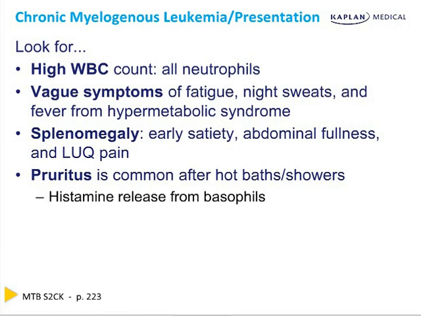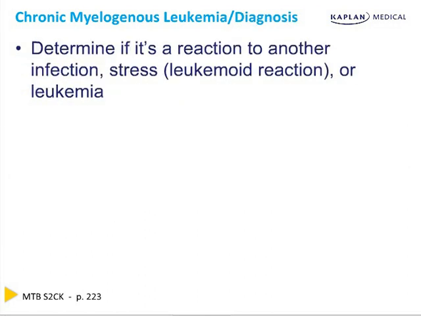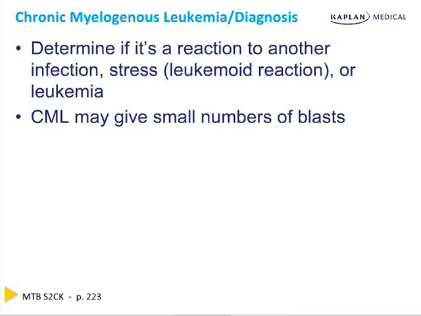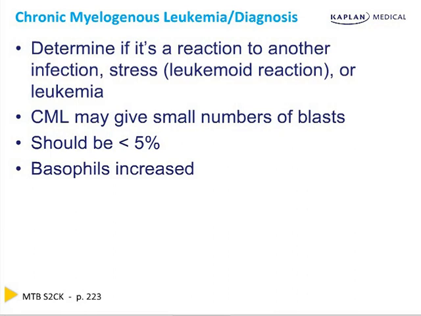So you look for a high white count and they're normal on smear. That's because it's like autism. You can't tell by looking. You have to look at function. There's no ultrastructural abnormality. When you have a person presenting with a high white count, it's very unusual for it to be CML. Not even 1% of high white counts in a hospital are CML. So how do you determine if it's a reaction to another infection, such as stress or leukemoid reaction, or leukemia? CML rarely gives a small number of blasts and it should be under 5%. The basophils are increased, but that by itself is not sufficient.